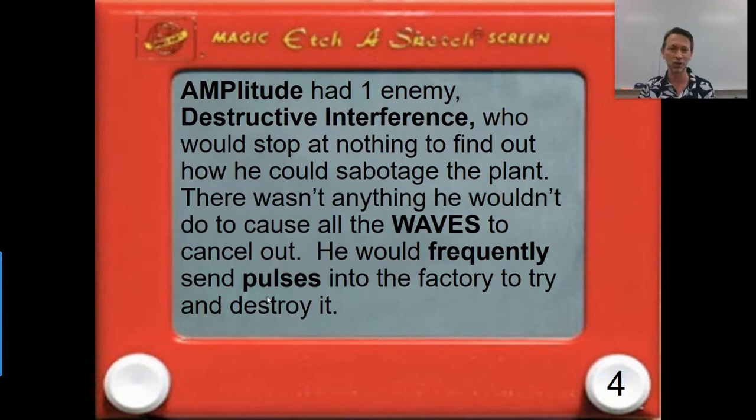So now you're drawing destructive interference. What does he look like? Does he have a cape? Does he not? Does he have a big emblem on his chest? Does he not? Is he like all in black? What does destructive interference look like? I'll give you a moment to draw him in number 4.